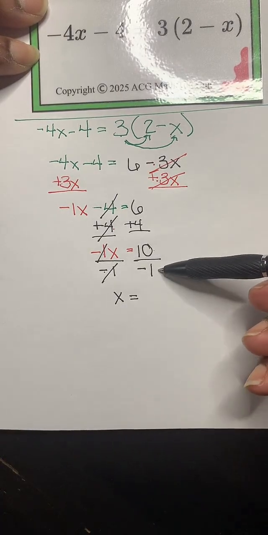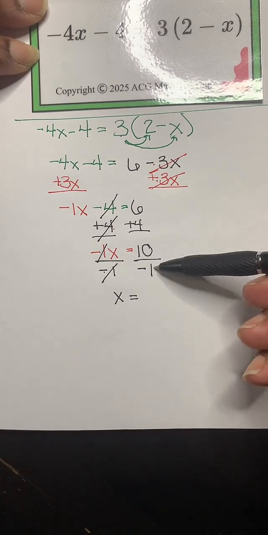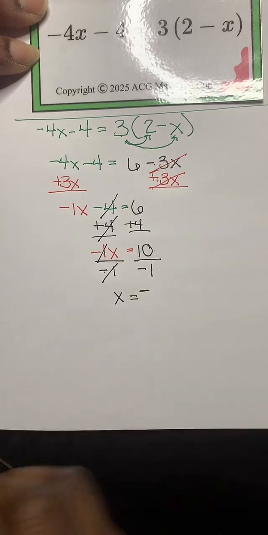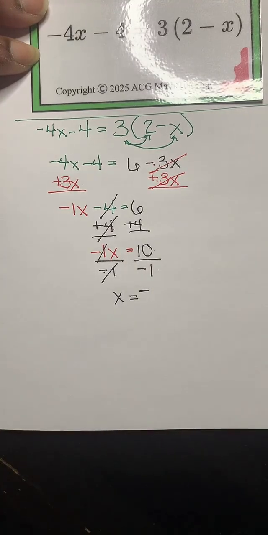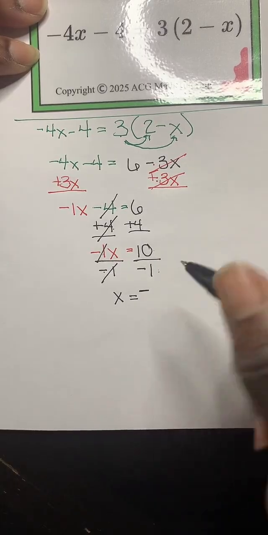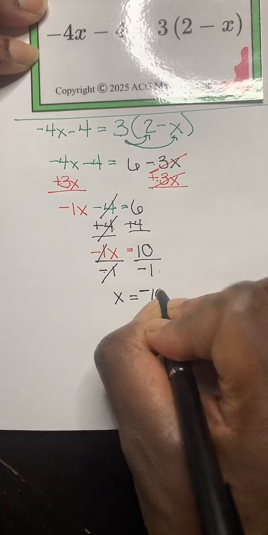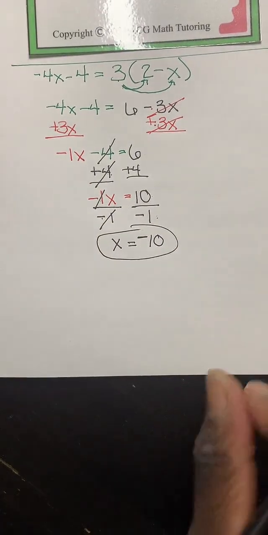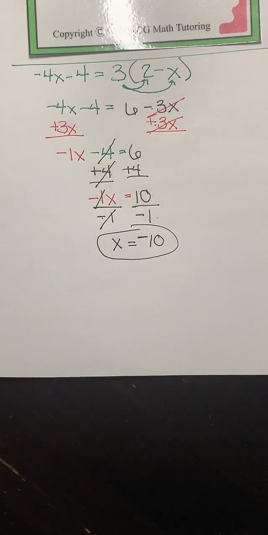So now 10 divided by negative 1, when the signs are different, your answer is going to be negative. That's the rule for multiplication and division. And then anything divided by 1 is itself. So our answer is going to be negative 10. Okay? All right? Going through it step by step.